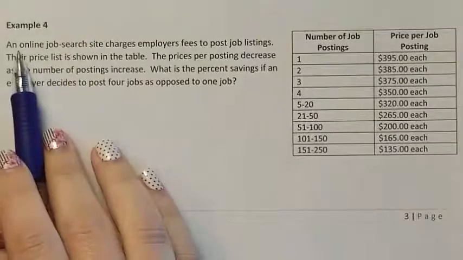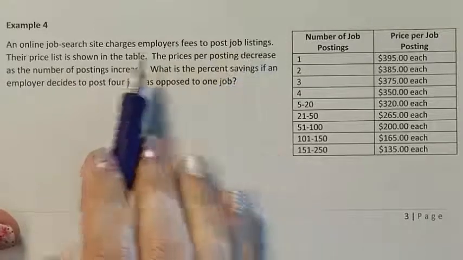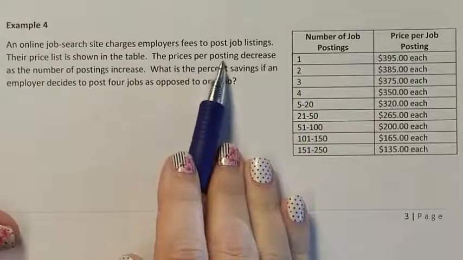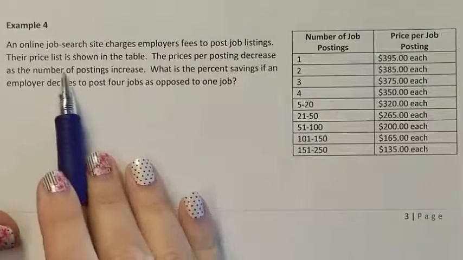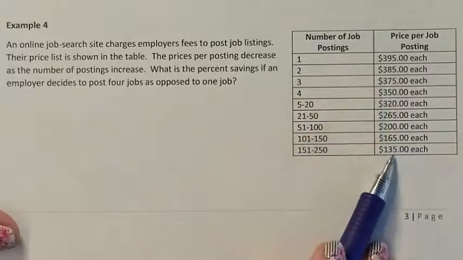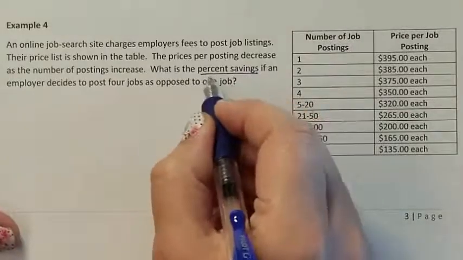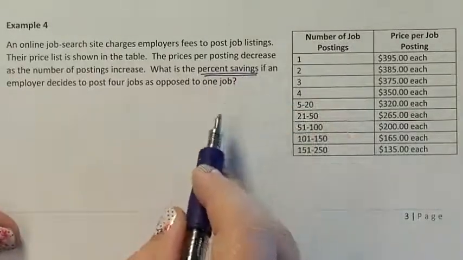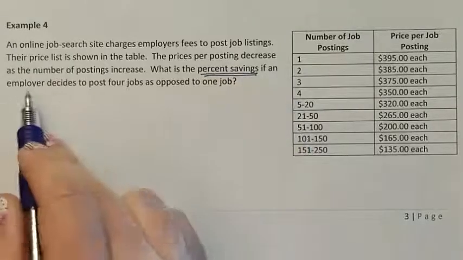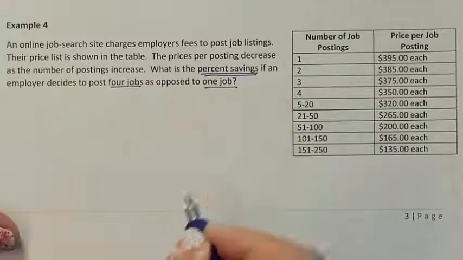Example 4. An online job search site charges employers fees to post job listings. Their price list is shown right here in the table. The prices per posting decrease as the number of posts increase. So if I post more, they're going to charge me less per post. It wants to know, what is the percent savings? So this is what I'm answering. Percent savings. So my answer needs to be a percent of the savings. If an employer decides to post 4 jobs as opposed to 1 job.